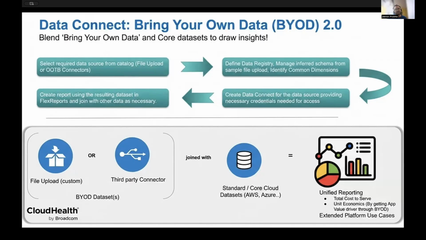So in a nutshell, for the first two use cases, TCO and SaaS, by bringing this data in either through custom file upload or out-of-the-box connectors, you'll be able to merge and join with our existing constructs like perspectives and data sets, and solve the problem areas mentioned above for the first two. And for the third one, unit economics, let's spend a little more time on how we can operationalize this using Data Connect. Next slide, please.